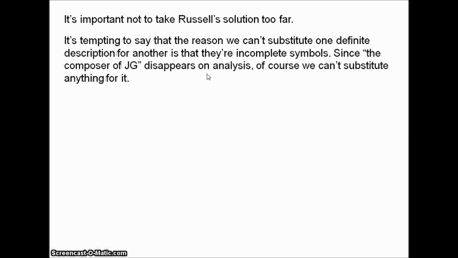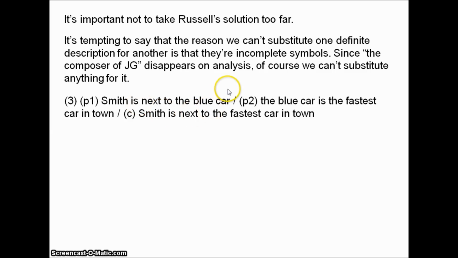So how would you be able to substitute on something that's not really there, that doesn't really function as it seems to? Indeed, Russell himself seemed to hold a view something along these lines, but this would be taking the analysis too far, for a reason pointed out, as far as I'm aware, by Kenneth Taylor in his Intro to Philosophy of Language. Taylor uses this example of an inference. Smith is next to the blue car. The blue car is the fastest car in town. Therefore, Smith is next to the fastest car in town. Now note that there's nothing superficially wrong with this inference, indeed it seems to be perfectly valid.